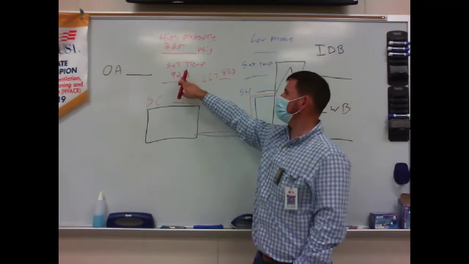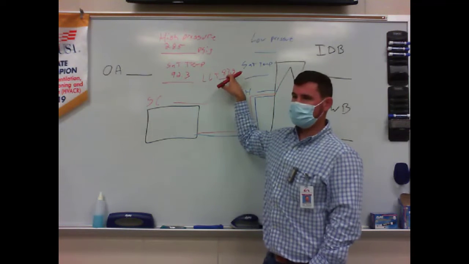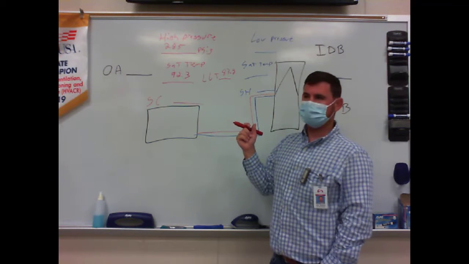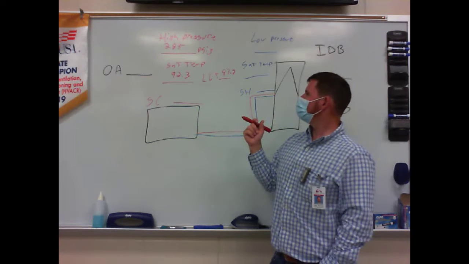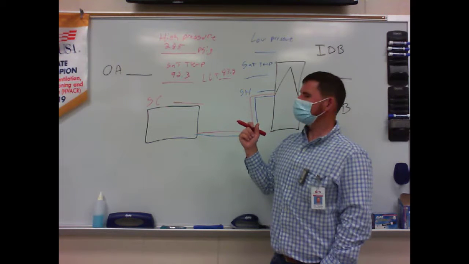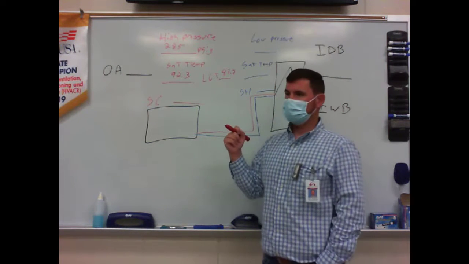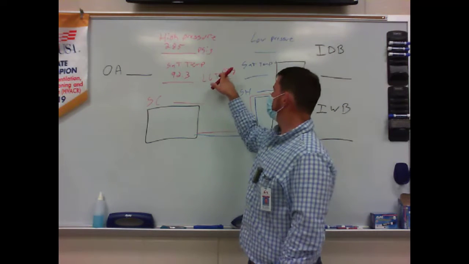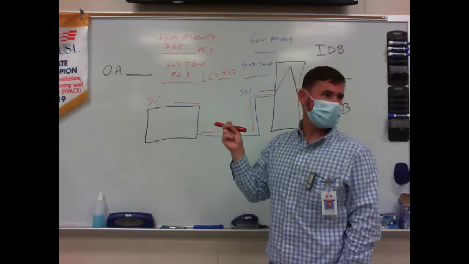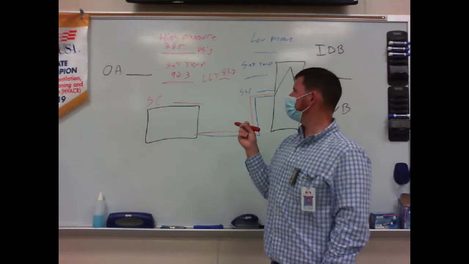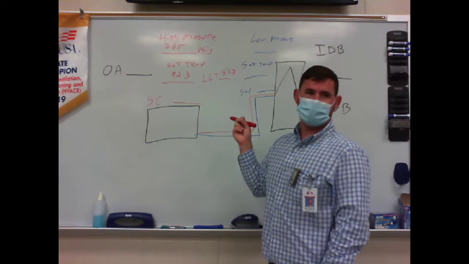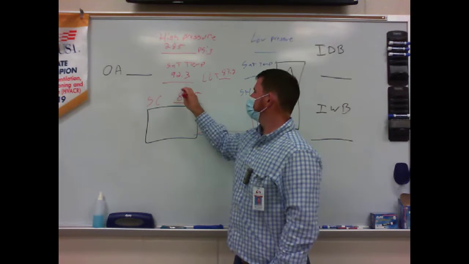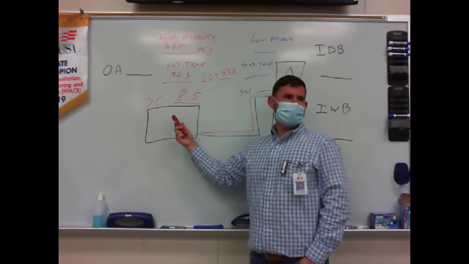No, not 2.3. What's 92.3 minus 83.8? No, 92.3 minus 83.8. 8.5. 8.5, right? So I had 8.5 degrees subcooling.